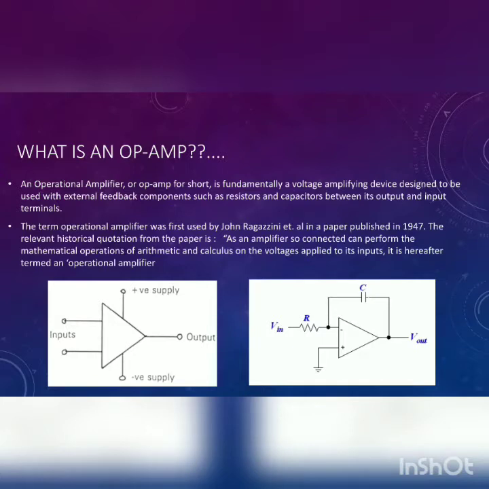The typical diagram to represent an op-amp is given below. To know a fact about operational amplifiers and how they got their name, the term operational amplifier was first used by John Ragazzini in a paper he published in 1947. The relevant historical quotation from the paper is: as an amplifier so connected can perform the mathematical operations of arithmetic and calculus on the voltages supplied to its inputs, it is hereafter termed an operational amplifier.